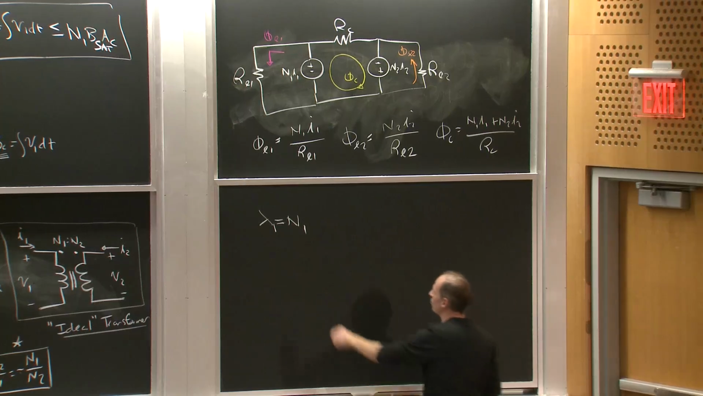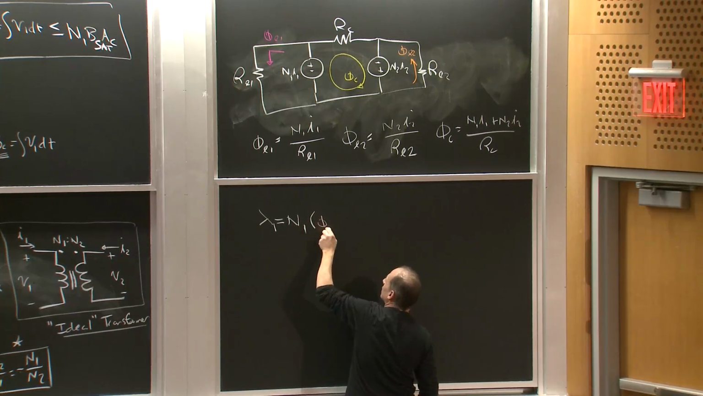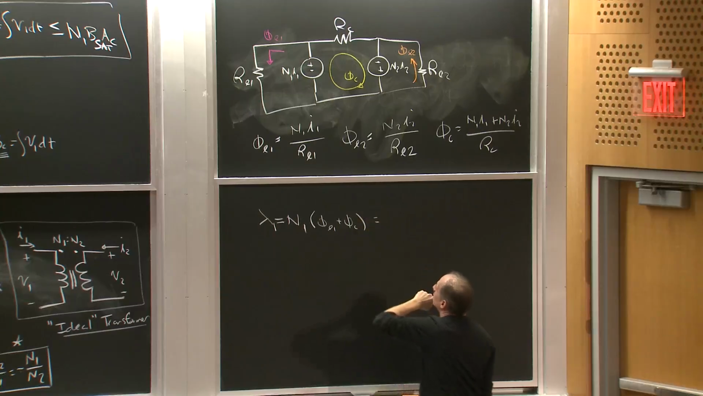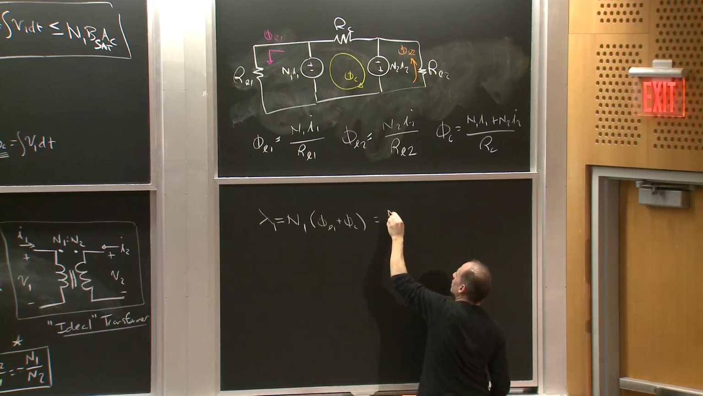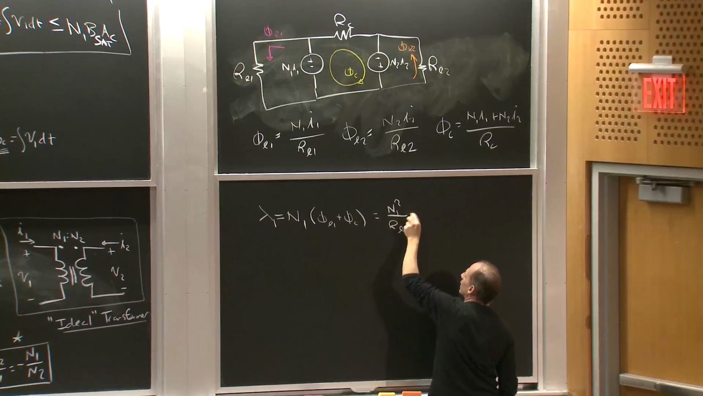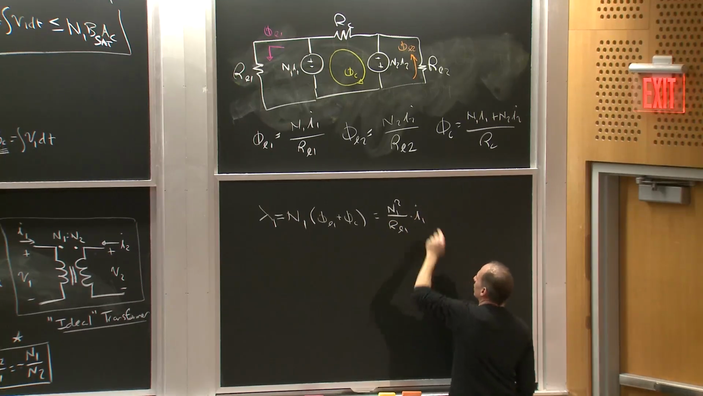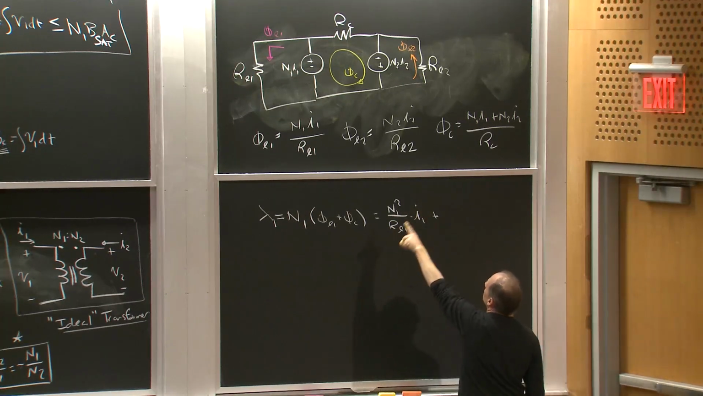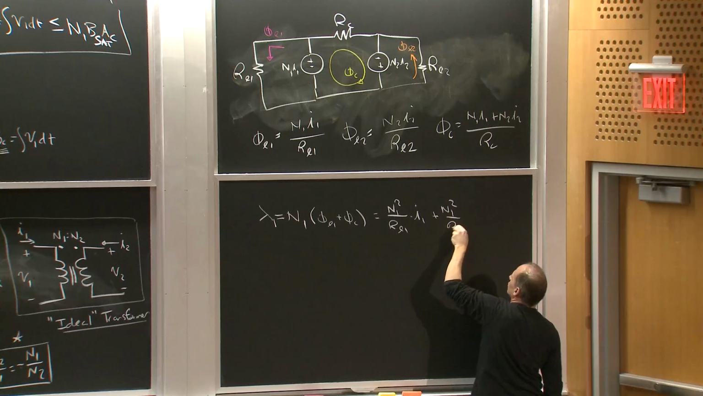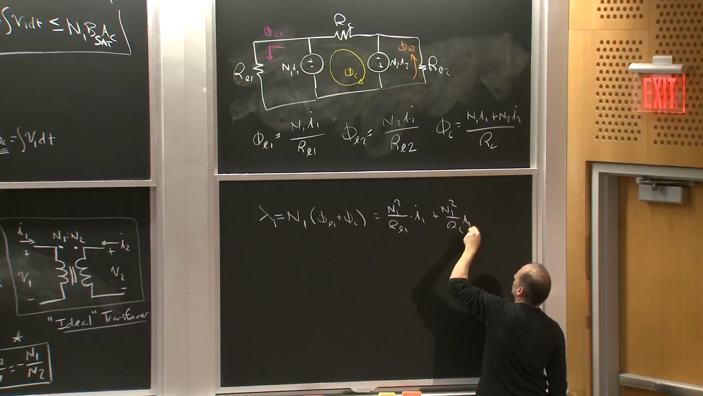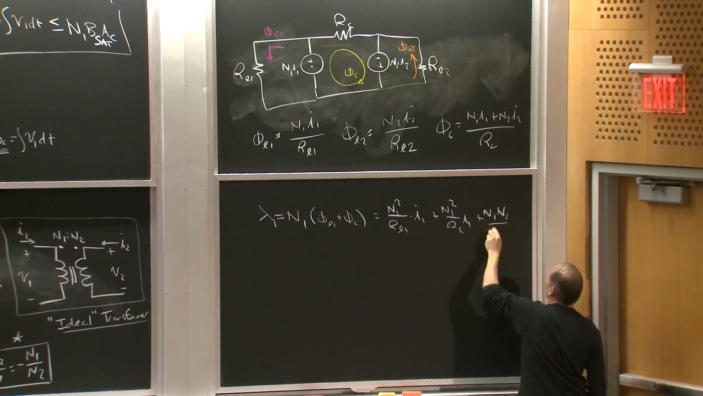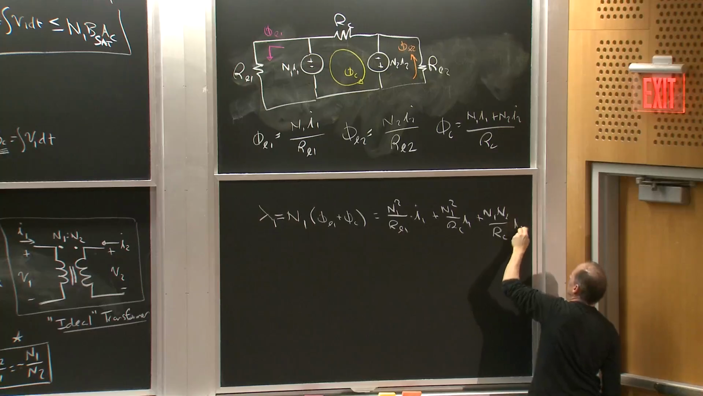So that should be N1 times phi leakage 1 plus phi core, which would be equal to N1 squared over reluctance leakage 1 times I1 plus N1 times phi core, which is N1 squared over the reluctance of the core I1 plus N1, N2 over the reluctance of the core I2.